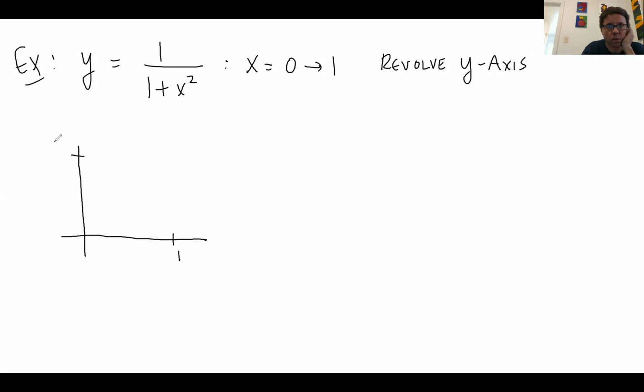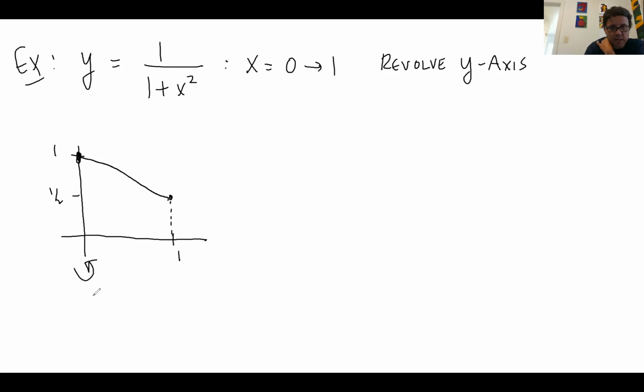So we draw this graph. We plug in 0. We get the point 1 over 1, so that's 1. We plug in 1, we get 1 over 2, we get a half. So those are the beginning and ending points. If you draw the rest of the points in, it roughly looks like that. And so you're going to want to take this object and spin it now around the y-axis.